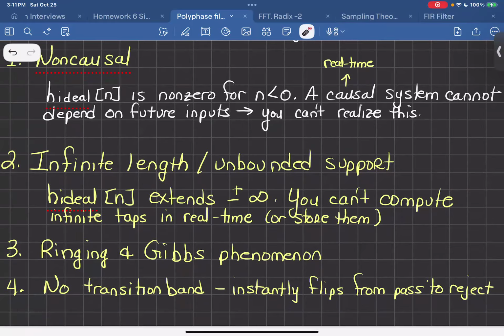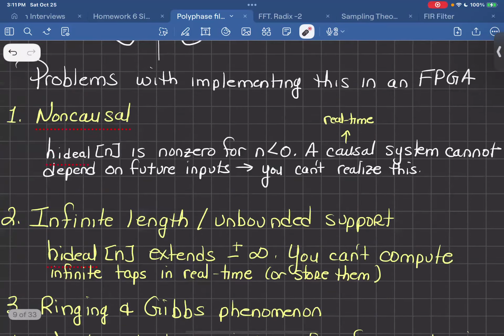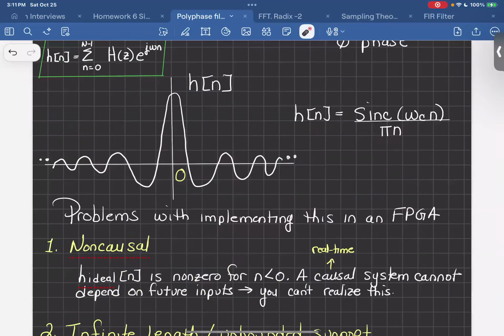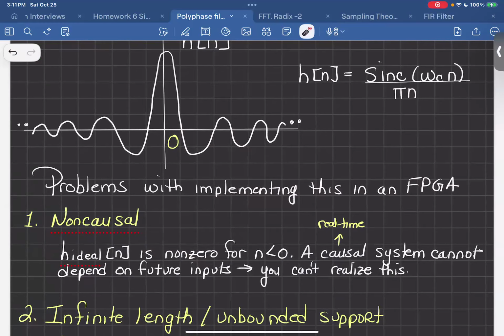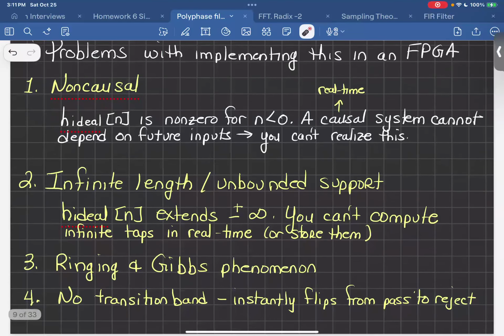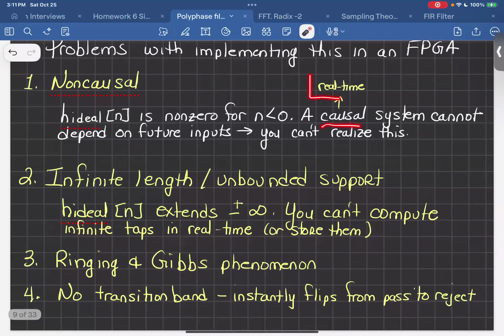You can't realize this. So this ideal impulse response is non-zero for n less than 0. So that's a non-negotiable. We cannot have a non-causal system. We need a causal system because we're working on real-time hardware. We're working on an FPGA.